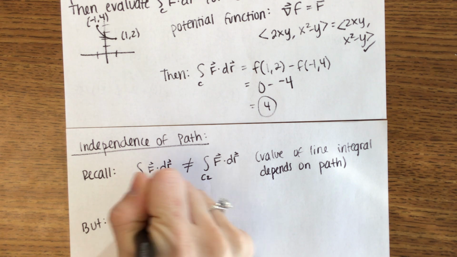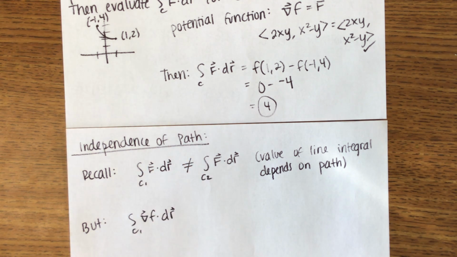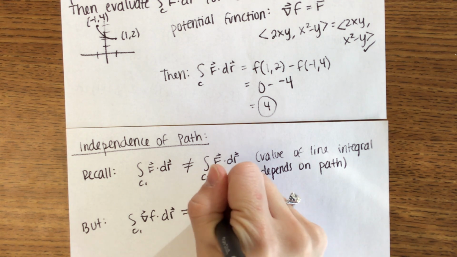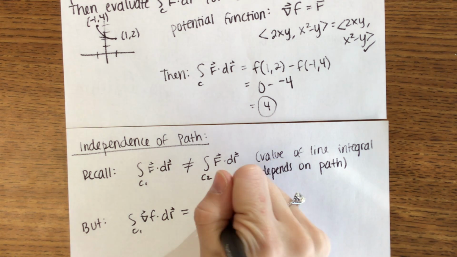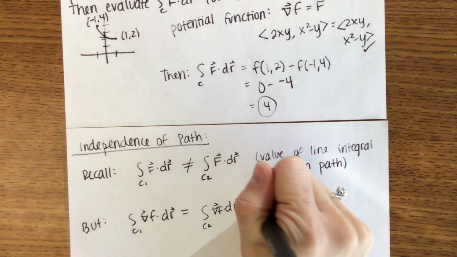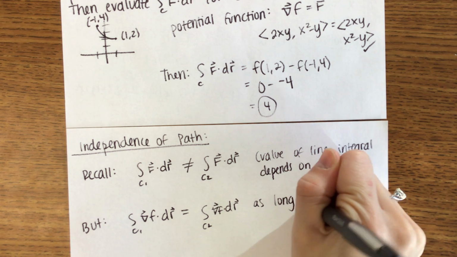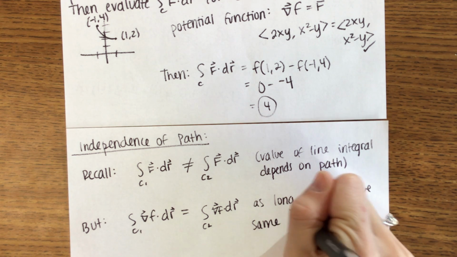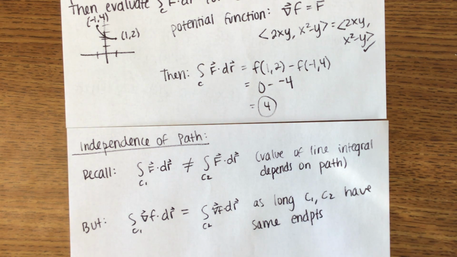This time, if I do the gradient of f dot dr, that will be equal to the gradient of f dot dr over a different curve, as long as C1 and C2 have the same endpoints. And that's from the theorem. All we did was we took the potential function, plugged in the two endpoints, and subtracted. So as long as we have the same endpoints and we're looking at the gradient of f in our line integral, we're going to have the same value.